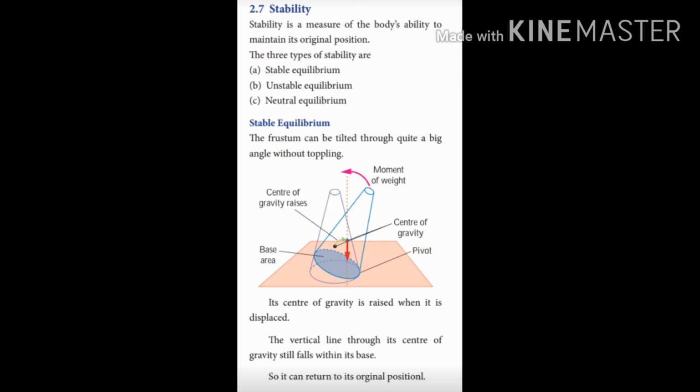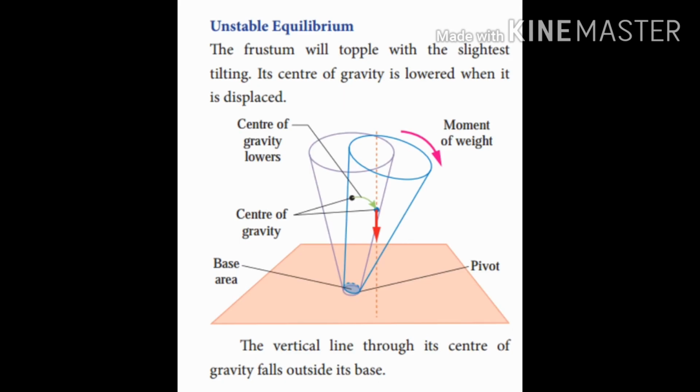So that is known as stable equilibrium, because the base of the pivot point has maximum center of gravity. Next one, unstable equilibrium. In unstable equilibrium, the frustum will topple with the slightest tilting.